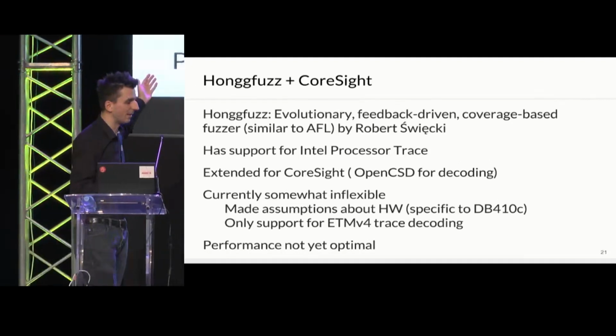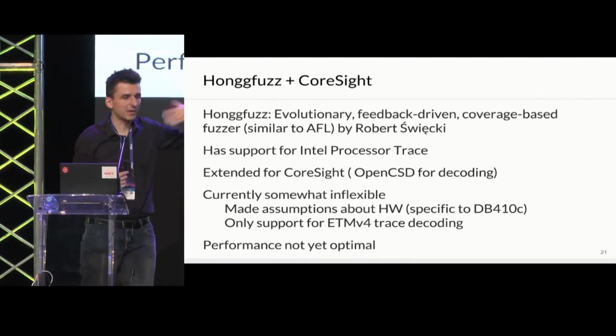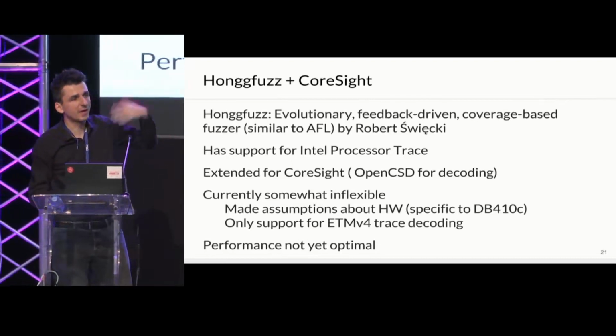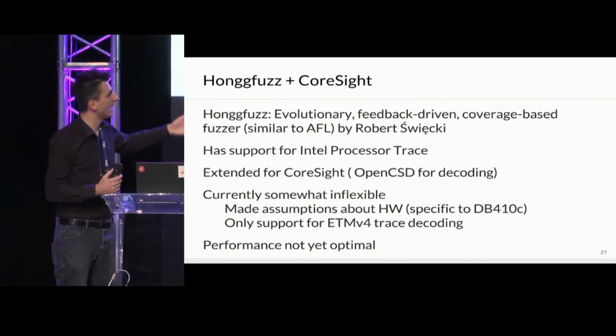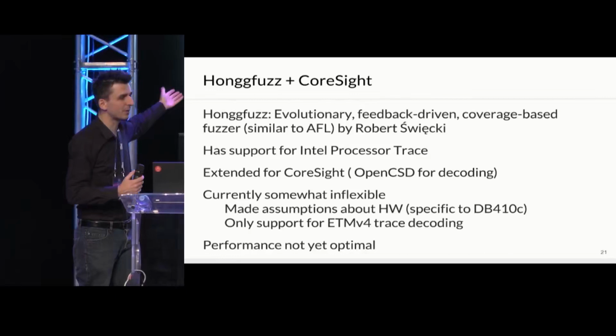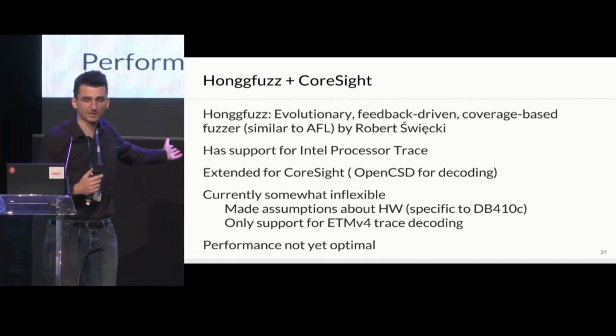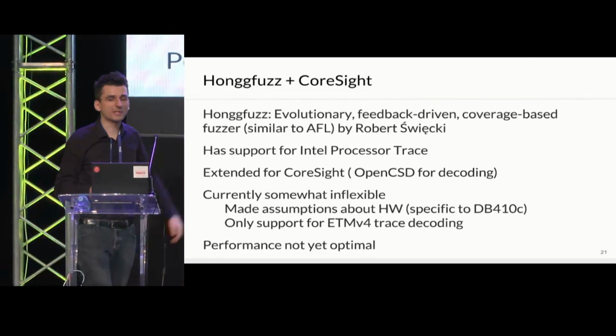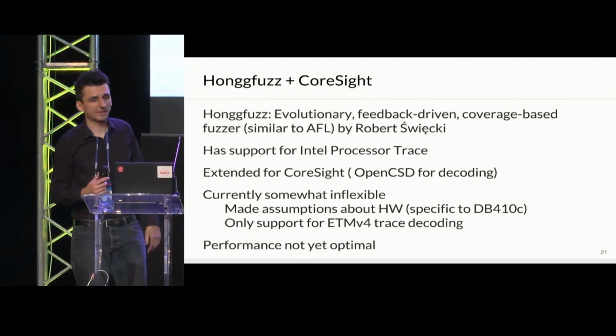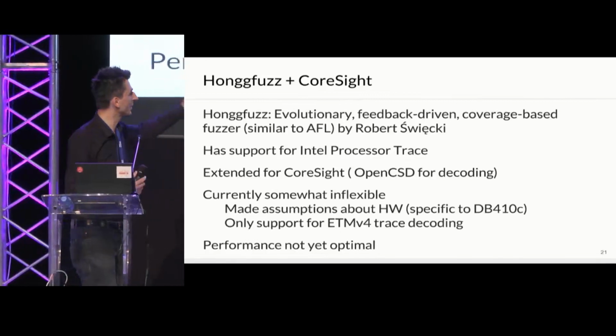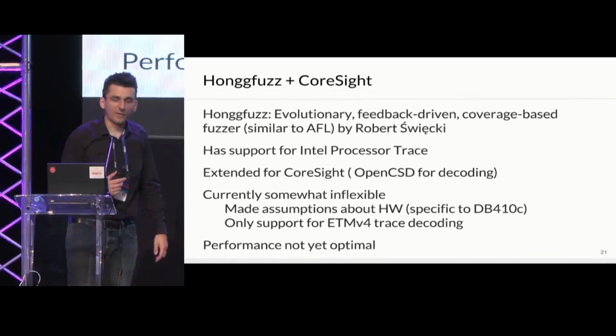So it basically assumes that you have an embedded trace router and that you have an embedded trace FIFO and so on. And I have to have some description language to let the user specify what he actually has. Otherwise, he will be tied to this particular board. And it only supports ETMv4 trace decoding at the moment. And I'm using OpenCSD for the trace decoding.